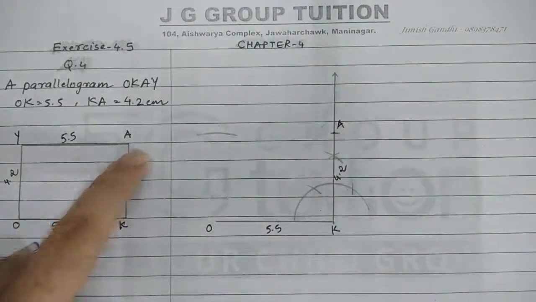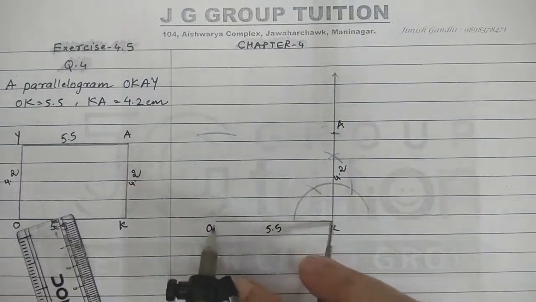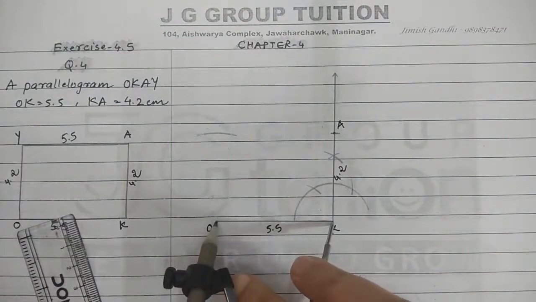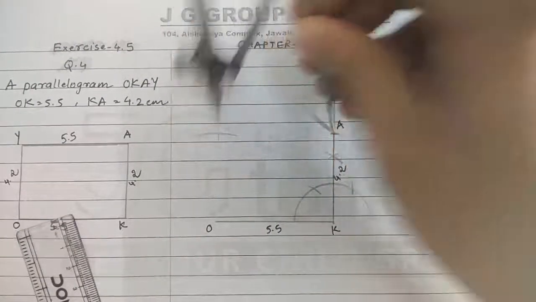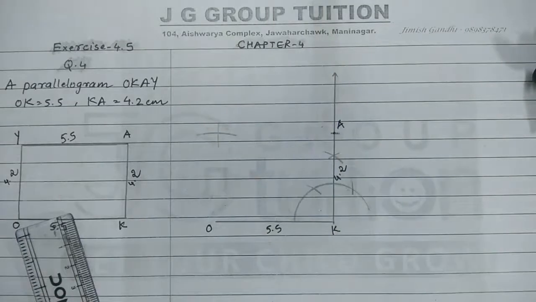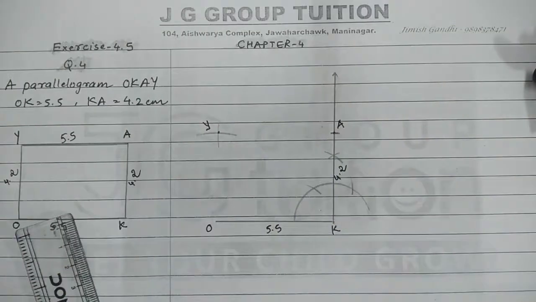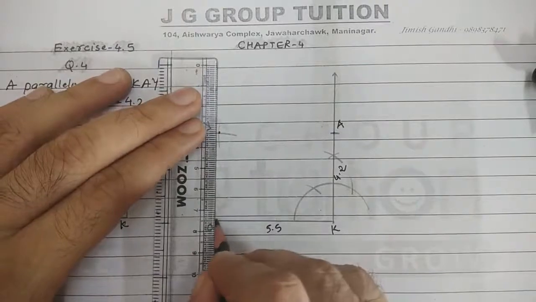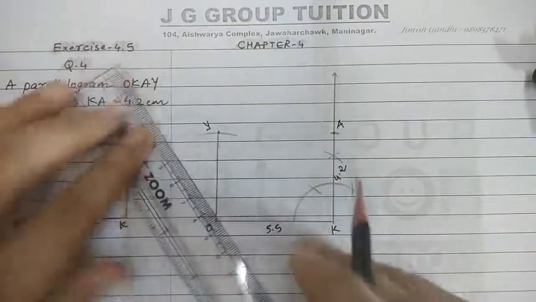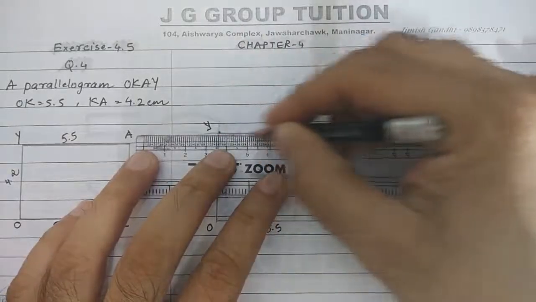Now from point A, the length is 5.5. So let's take the length of the radius 5.5. Now from point A, let us draw an arc of 5.5. So you can see this both are intersecting at a certain point, and this point is the required Y. Join OY and AY. This is line segment OY and this is AY.